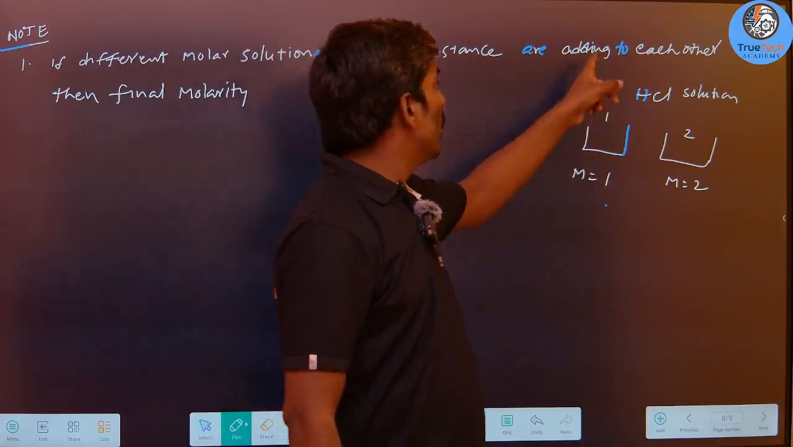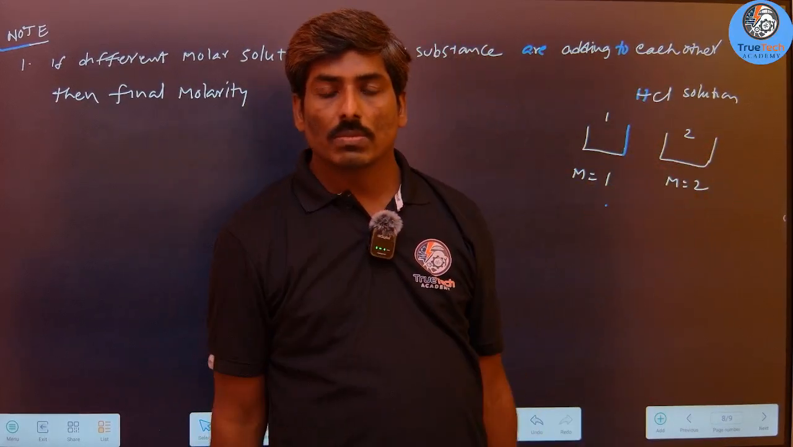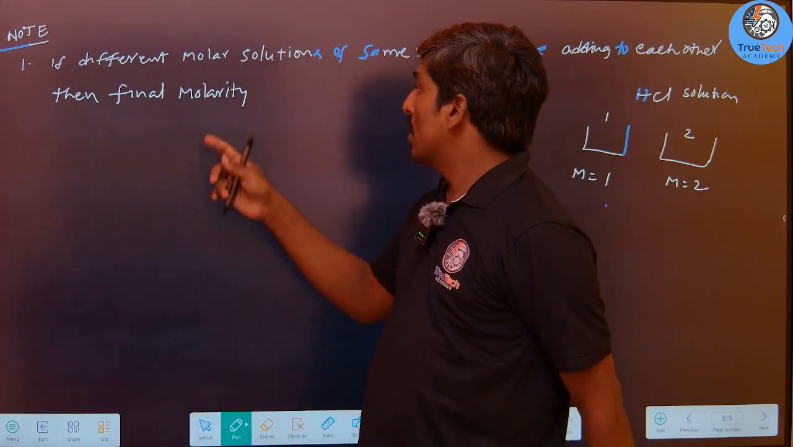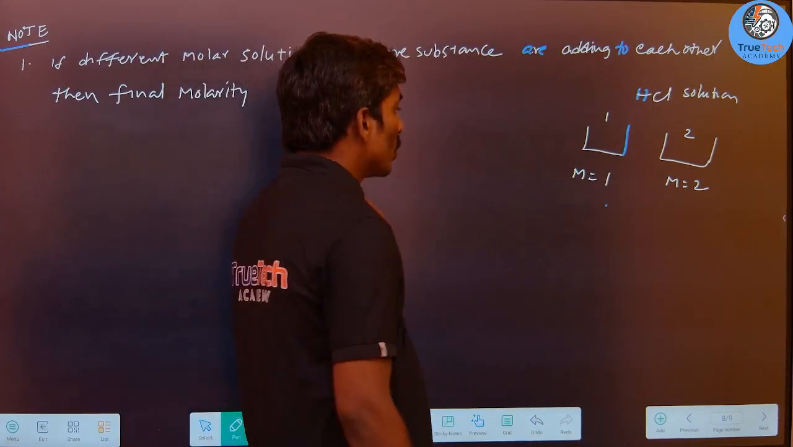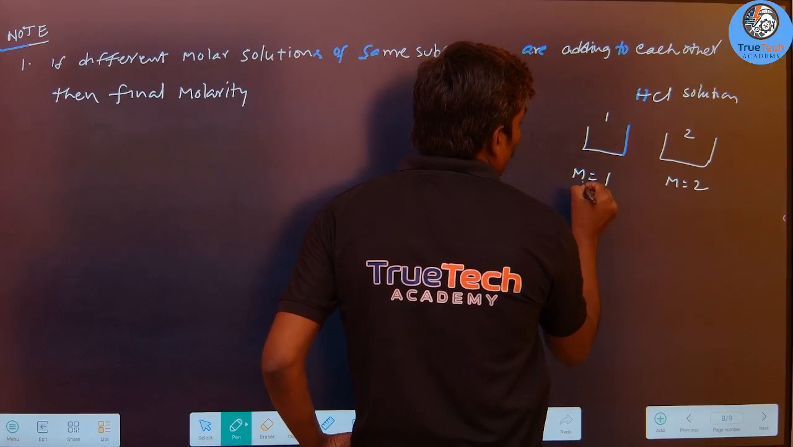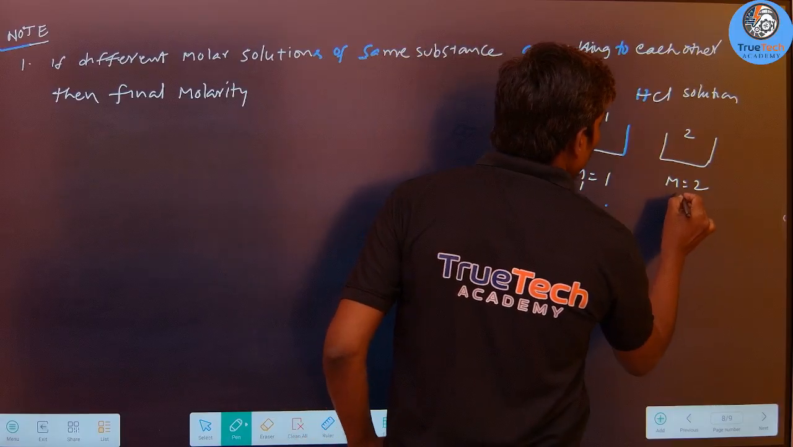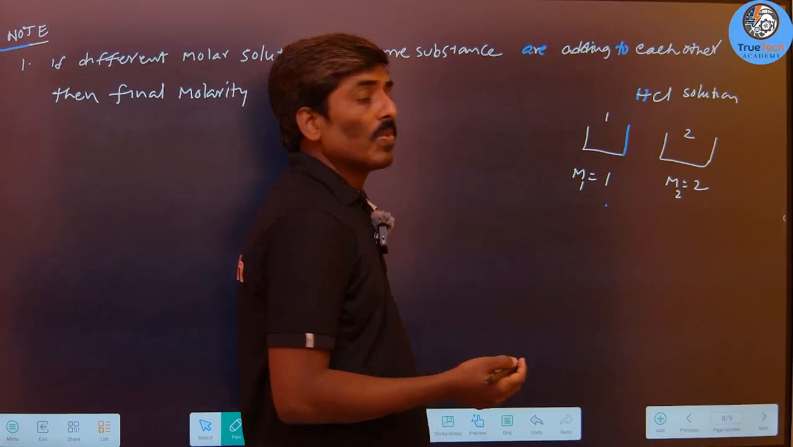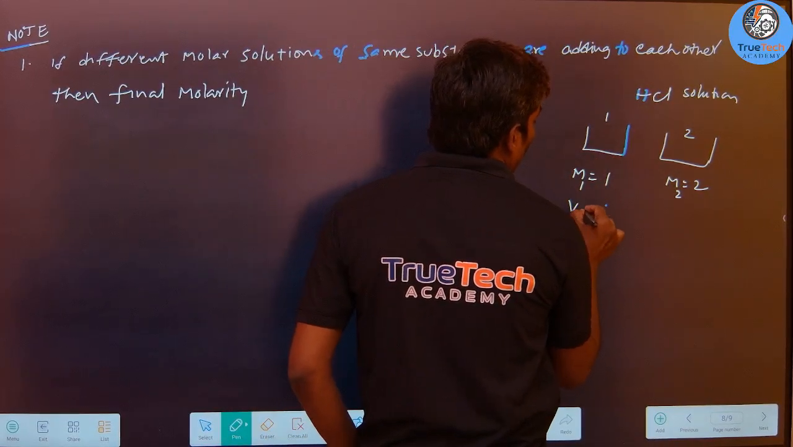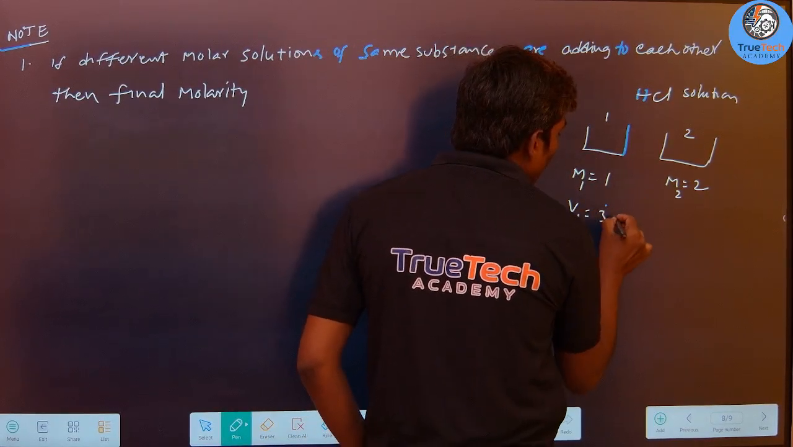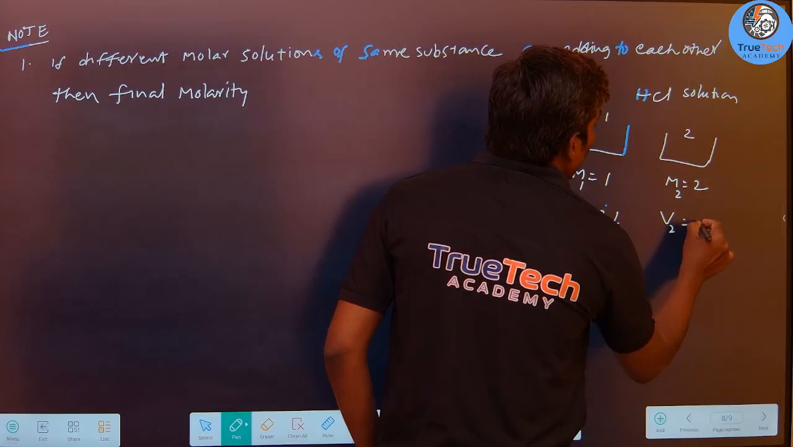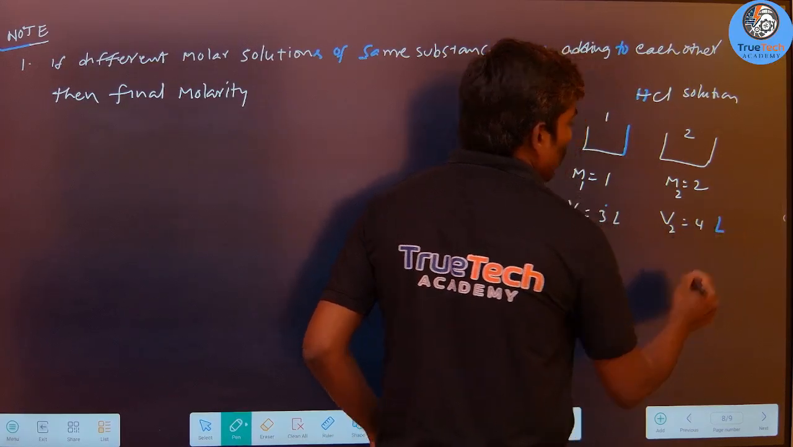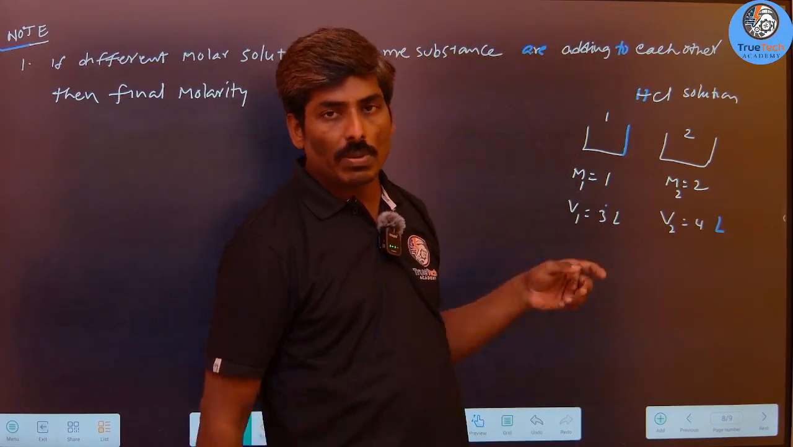Now what we are doing, we are adding together. After addition, they are asking what will be the final molarity? So this is the first solution, take it as M1. This is the second solution, take it as M2. Consider the first solution volume is 3 liter. Similarly, the second solution volume is 4 liter. I am allotting some values.